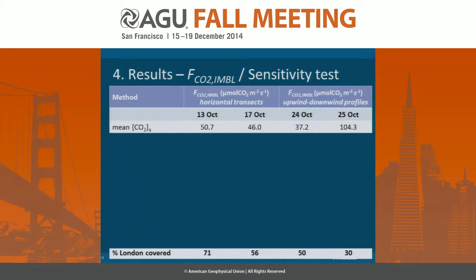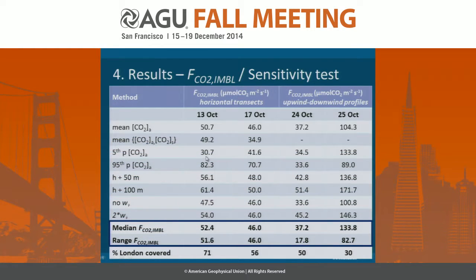So those are the results of the fluxes calculated using the IMBL method using the horizontal transects for 4 case studies in October 2011. And using just the aircraft data, the fluxes in the city range from 37 up to 104 micromoles of CO2 per square meter per second. And the area that those fluxes were representative of ranged from 30% of the London area up to 71%.